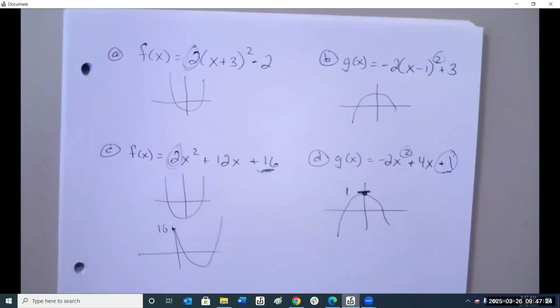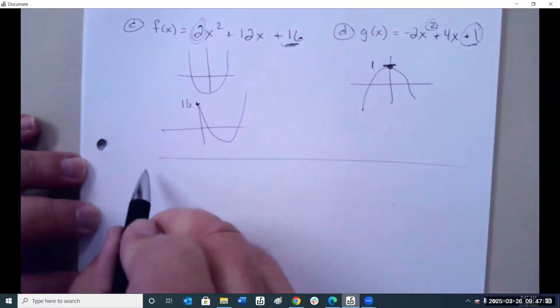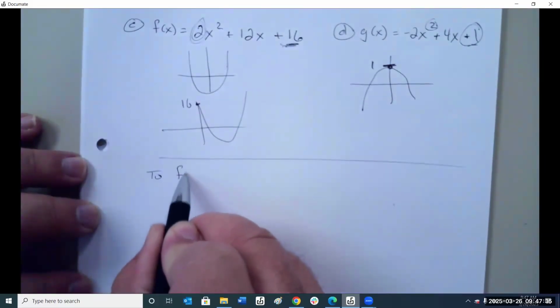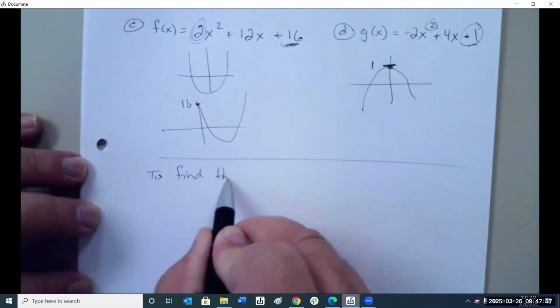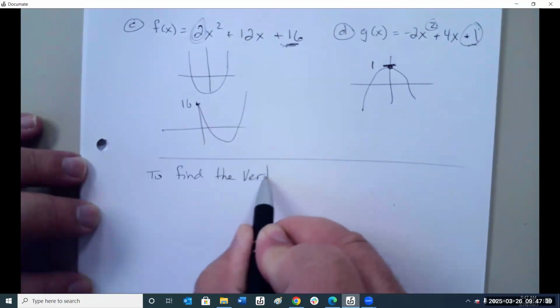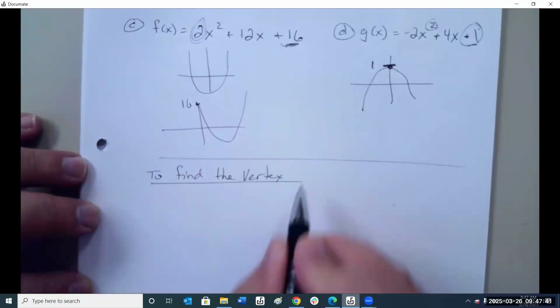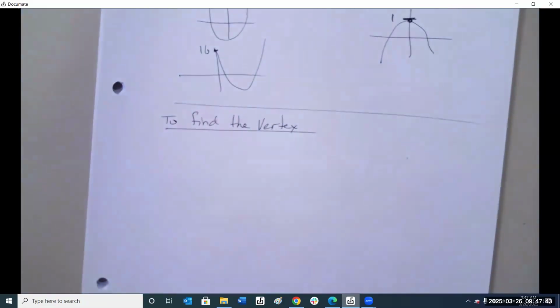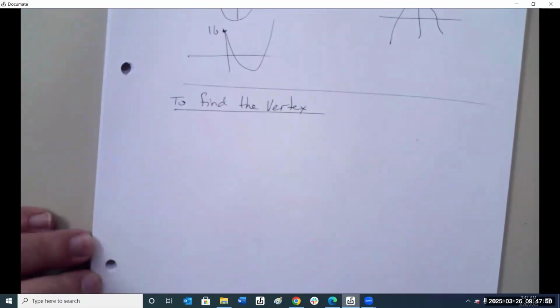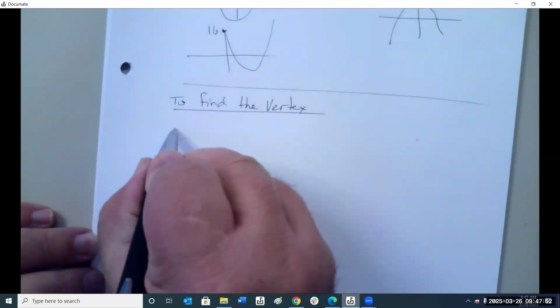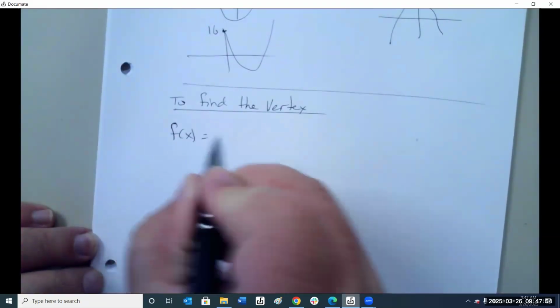Can you tell me the vertex? To find the vertex, it's easier than you'd think. It's just that easy. Remember, we have two types of equations.